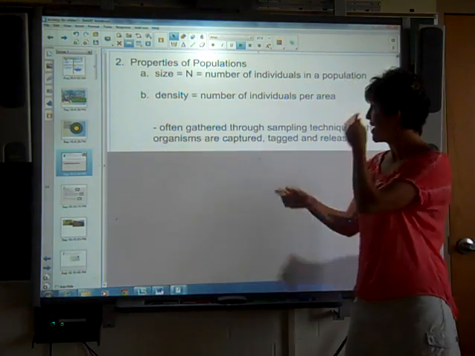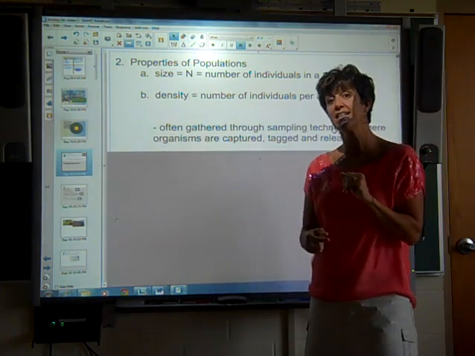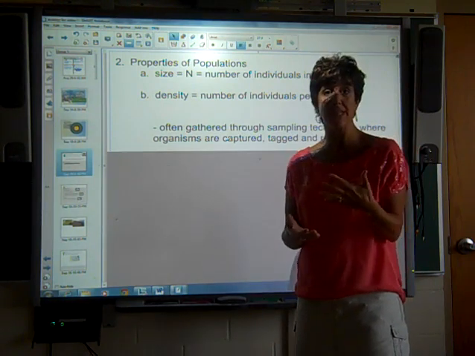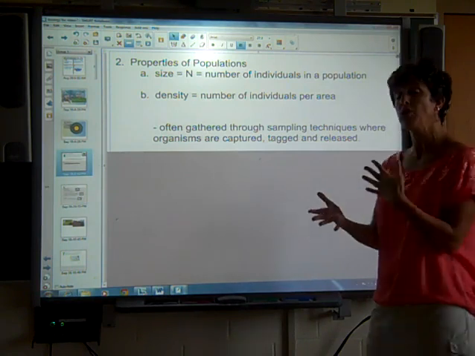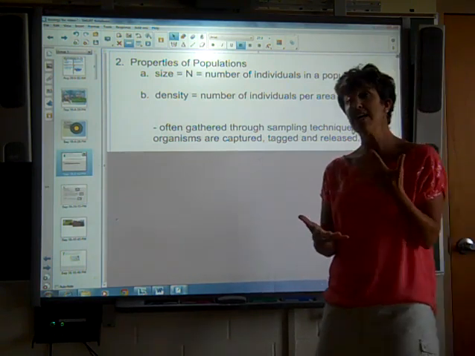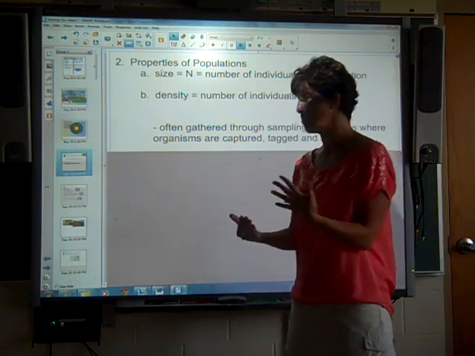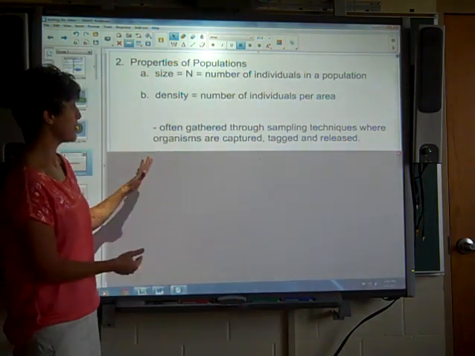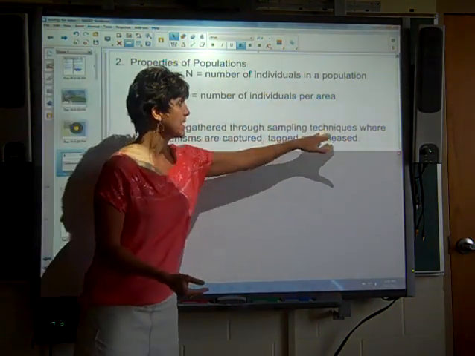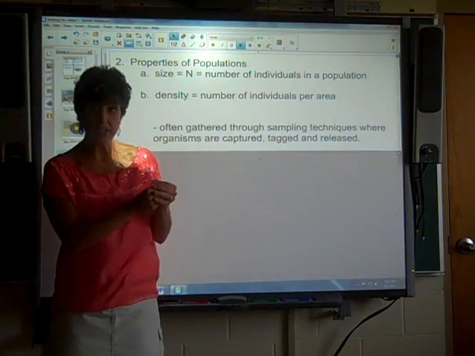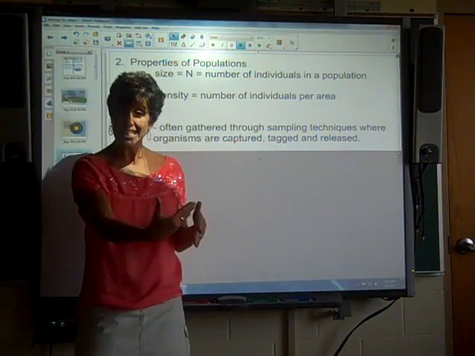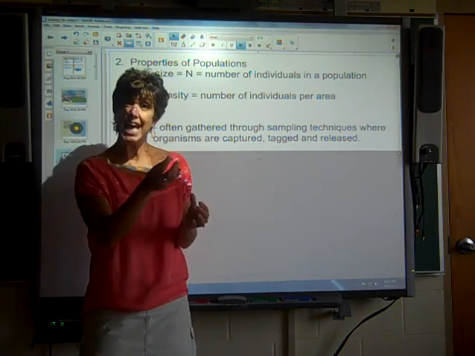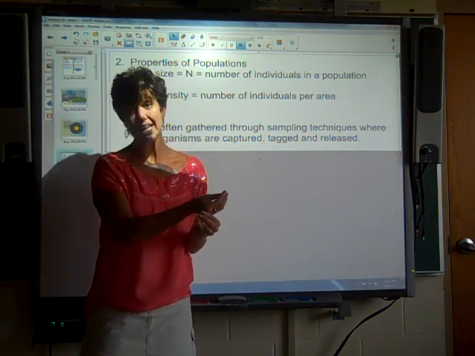Density is often gathered through sampling techniques. So I'm going to go over a math formula that we use to determine density. And it allows you to calculate how many organisms there are in an area. It's called mark and recapture. So I'm going to stand over here because I feel like I'm blocking it. It says they're gathered through sampling techniques where organisms are captured, tagged, and then released. And then they go back a second time, capture, and they count up how many already have tags on them.